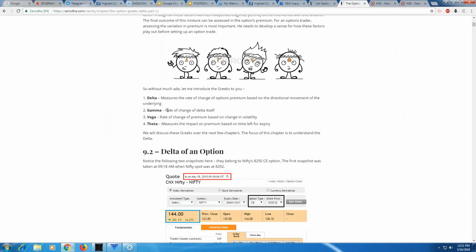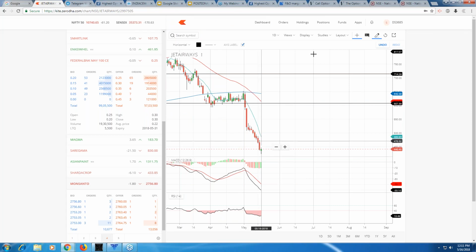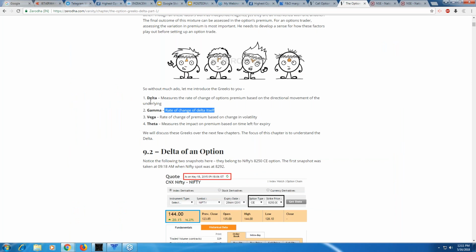Gamma. Gamma is the rate of change of delta. So here gamma will also be high, delta will also be high. If you understand the language of science, delta is basically the rate of change of distance, which is called velocity. If I take my strike price as distance, then the rate of change of distance is basically delta, but the rate of change of velocity is called the gamma. How fast the stock has gone down, that's called gamma.